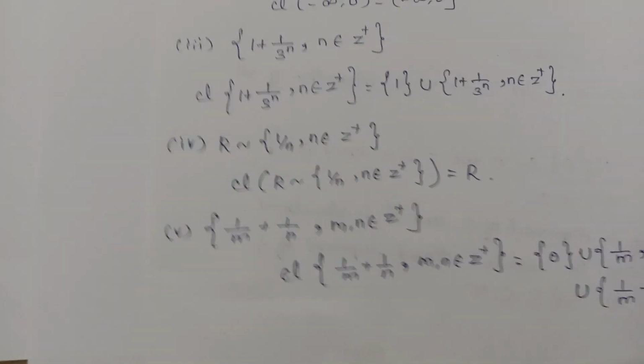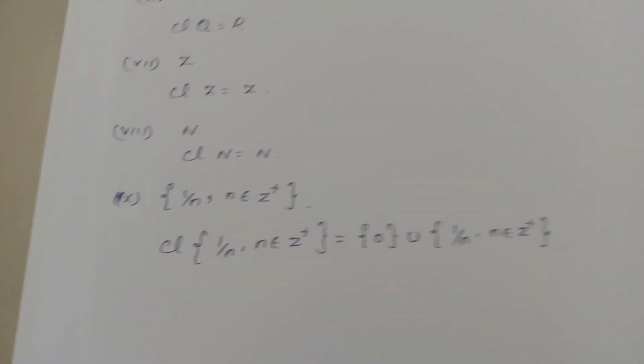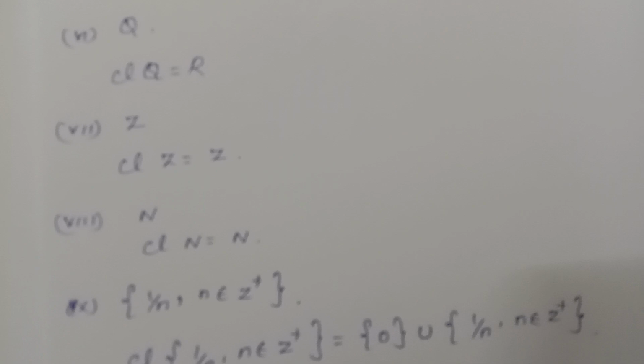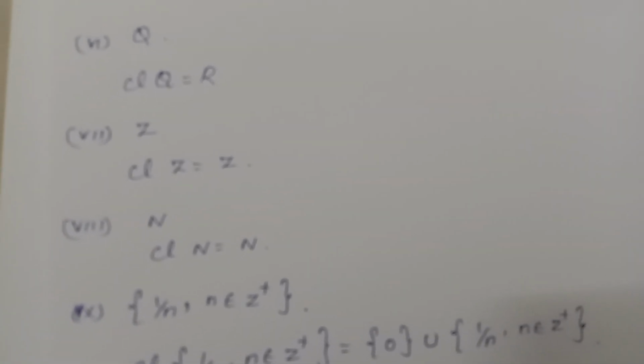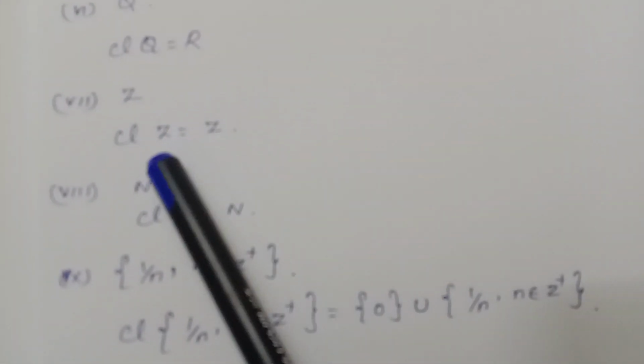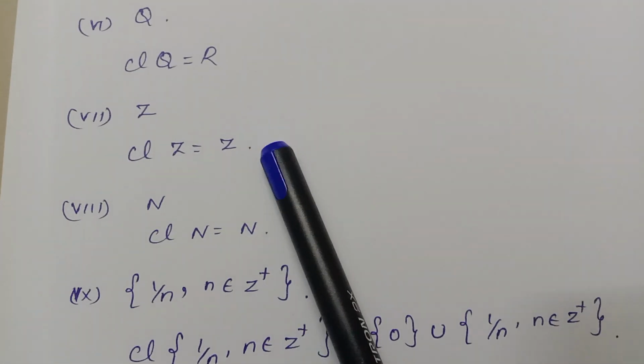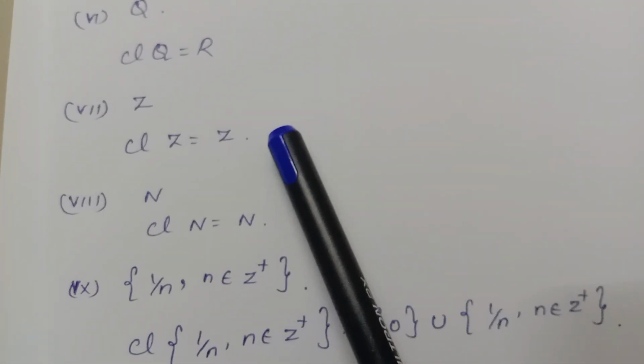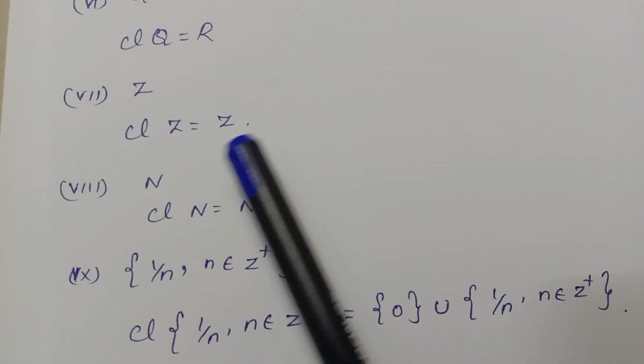Okay. The next problem, Q. What about closure of Q? For Q, the limit points, that is Q dash, is equal to R, no? So closure of Q is also equal to R, because closure of Q equals Q union Q dash, but Q dash is equal to R, so Q union R equals R only. Next one is Z. Closure of Z equals Z union Z dash, but Z dash is empty, no, so closure of Z equals Z.